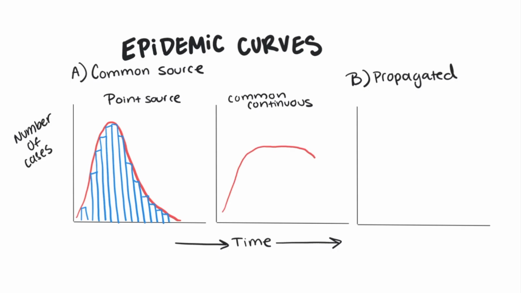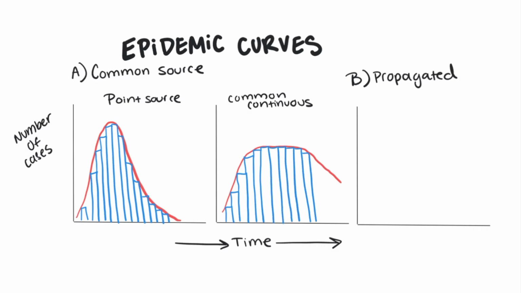Common continuous sources are very similar. However, they go on for a more prolonged period of time. So let's say there's a case of food poisoning, we identify it quickly, and it gets taken care of. We'll see that really short peak for a point source. But what if there is an unknown contaminated water source and people are drinking out of it for weeks on weeks? We would see a similar sharp rise in cases, but it is sustained for a longer period of time.